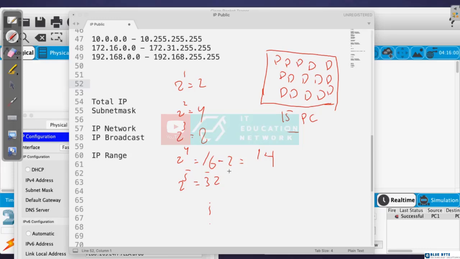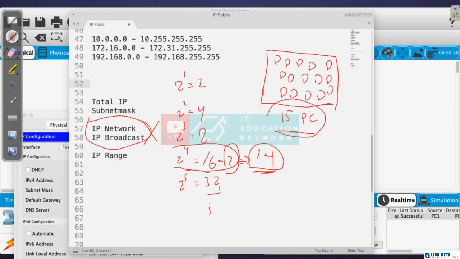Why minus by 2? Because we will have network IP and broadcast IP. And remember that network and broadcast IP never can be used. Once again, if the total IP is 16, the IP that we can use is only 14. This is not enough for 15 PC. So we will use 2 to the power of 5. And the prefix is 32 minus by 5, which is /27.